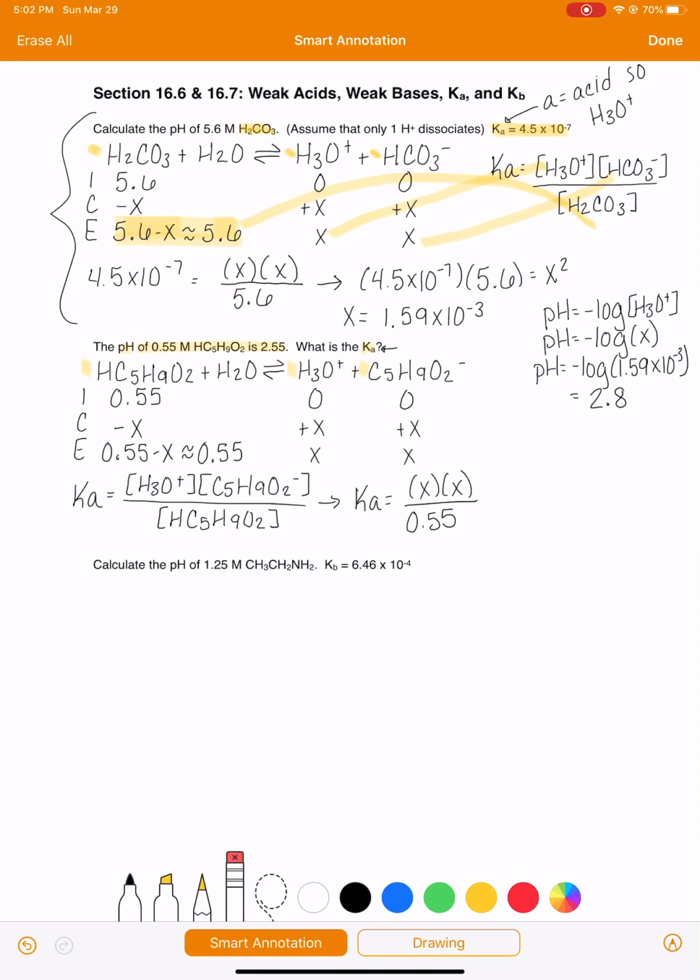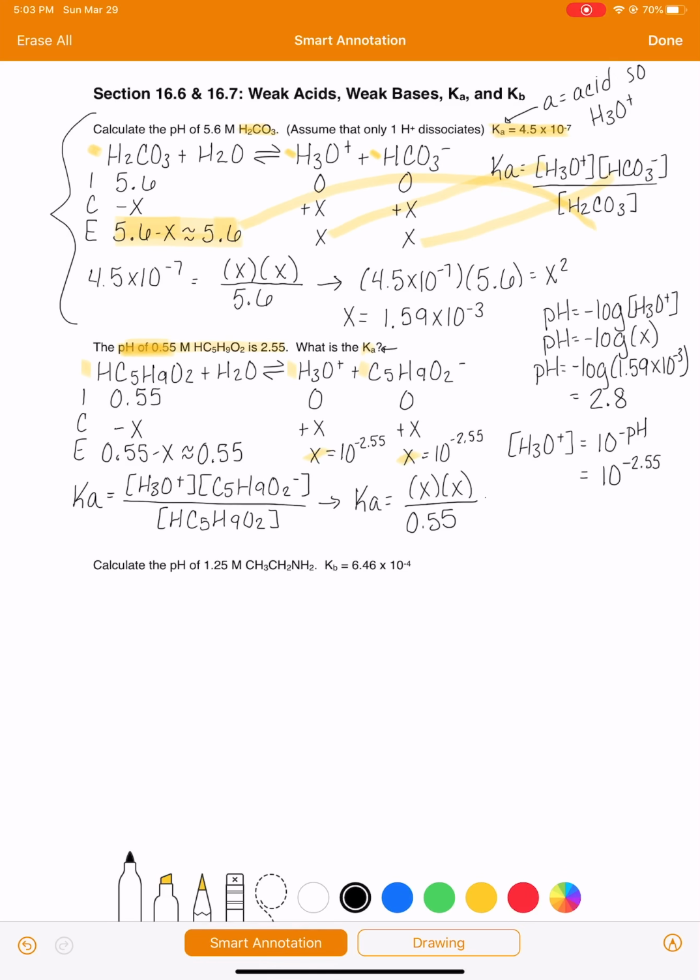But we do have a different piece of information in this problem than we had in the previous two problems, and that is that we already know the pH of this solution. The pH is 2.55, and you have learned that the H3O plus concentration is 10 to the negative pH. So we actually know the H3O plus concentration. It's 10 to the negative 2.55. So we know this X, 10 to the negative 2.55. And because of the stoichiometry of this reaction, X and X, we also know the concentration of C5H9O2 minus. It is also 10 to the negative 2.55.